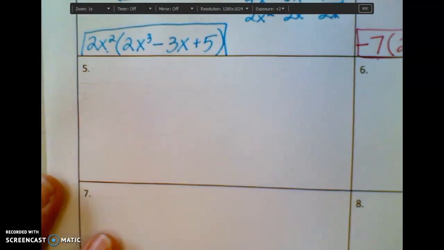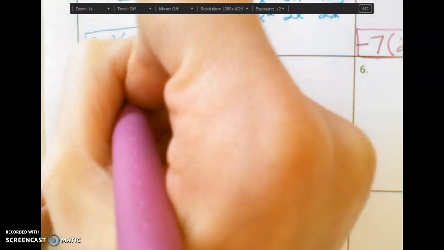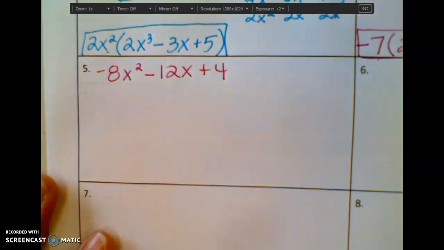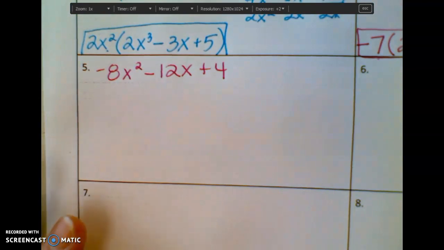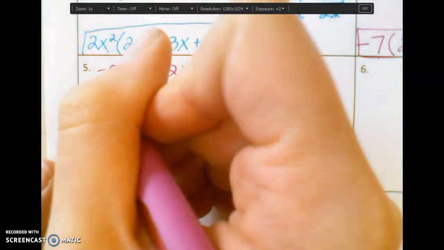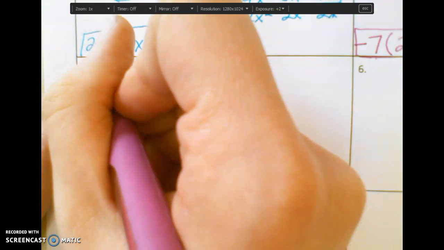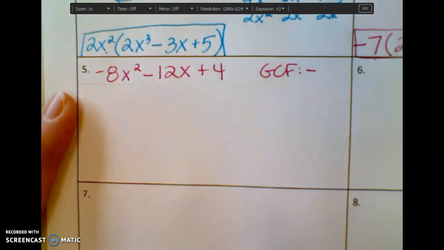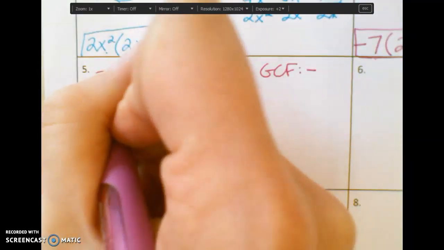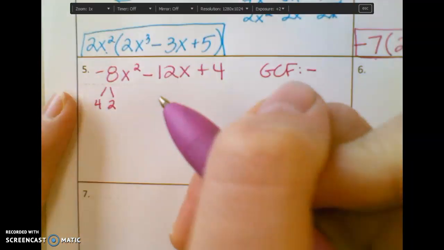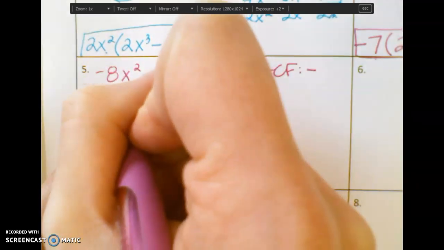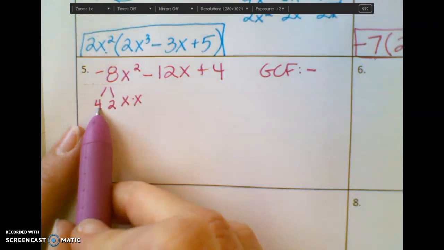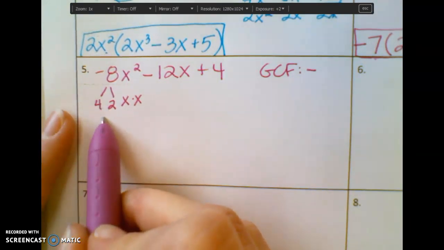Number 5. We have negative 8x squared minus 12x plus 4. I want you to pause the video and try it. All right, let's do this one together now. Well, we notice that that's a negative, so we know that our GCF has to be negative. Well, what about the 8? The 8 goes to 4 and 2, and then the x squared goes to x times x. Now, you'll notice that I actually didn't break down the 4. If you want to, you can go ahead and break down the 4.